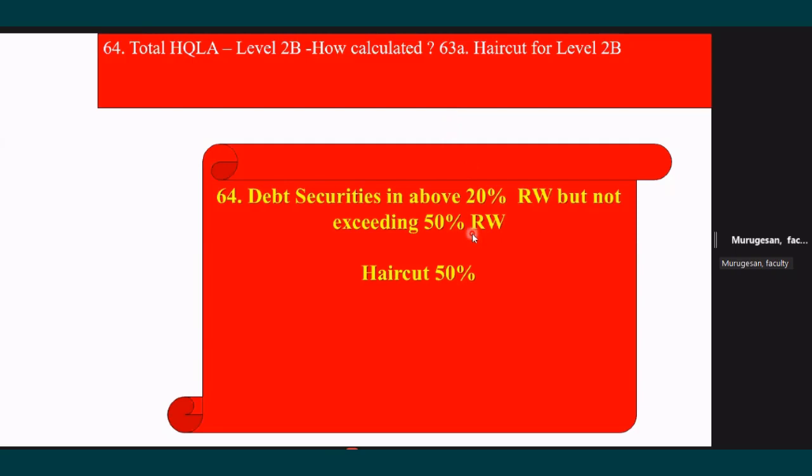That instrument, that company should be rated not less than 50. In that company you have invested, then only it will qualify as HQLA, other than banking companies. So the haircut will be exceeding 20. Easy to remember: the risk weight exceeding 20 but not exceeding 50. Those debt instruments, long term, short term, all will qualify, including equity instruments. Equity instruments also will qualify as HQLA, but the haircut will be 50%.